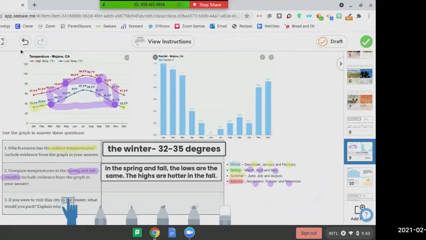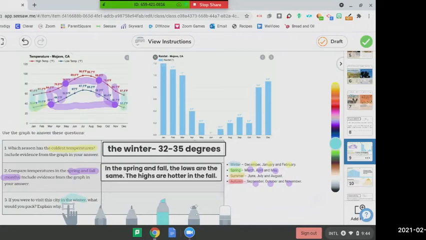Our final one asks, if you were to visit this city in the winter, what would you pack and explain why? So we can see in the winter, that's the temperatures that we talked about at first because we were looking at February, which is the month that we're in. So I can see that in the winter here, that is using December, January, and February. And it's pretty chilly. So it can get all the way down to 32 degrees and it gets all the way up to 57 degrees.